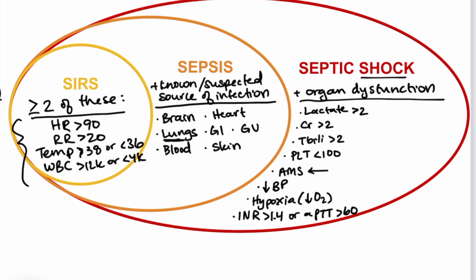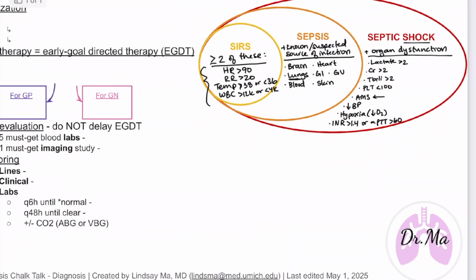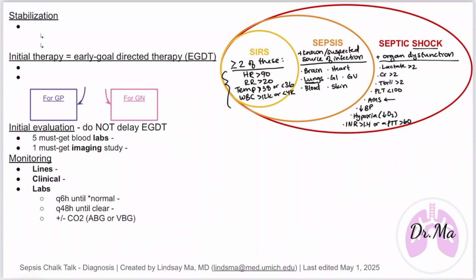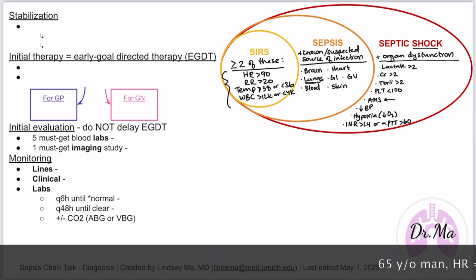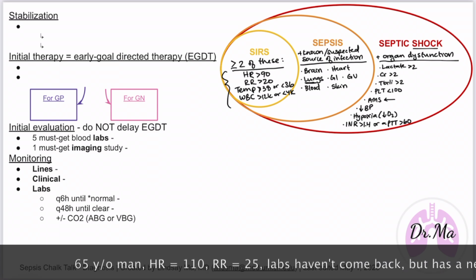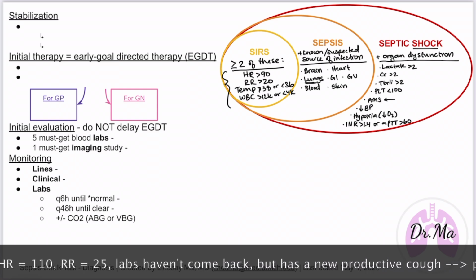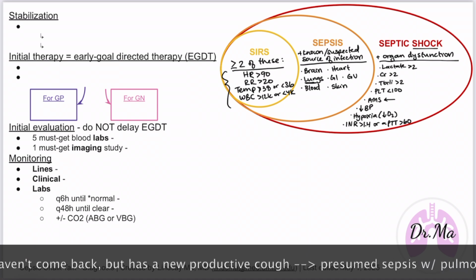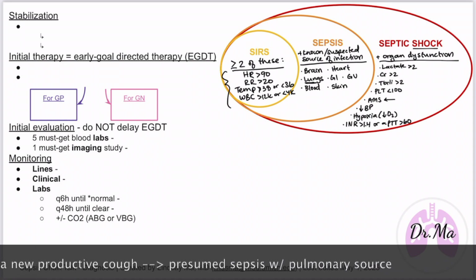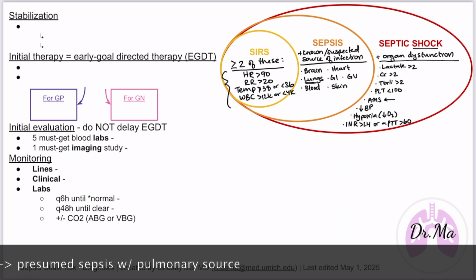Okay, so now that we've distinguished between these three, let's talk about an example case and how we would stabilize and initially manage this patient. So we can use the same patient as before. It's a gentleman who is 65 years old, has elevated heart rate, elevated respiratory rate, and you don't have labs back yet to know whether they have a white count, but they do have a new cough. So you've diagnosed them with sepsis since you're suspicious that their lungs are a source of infection, and they've met the SIRS criteria.